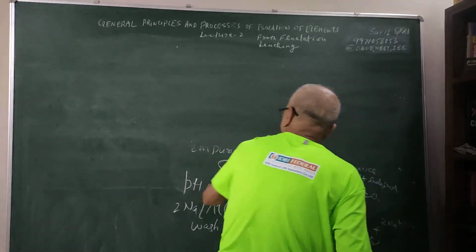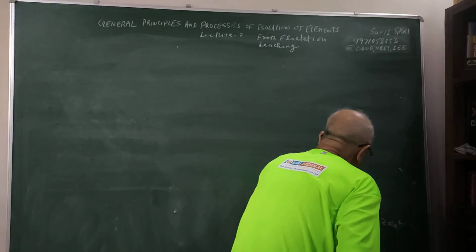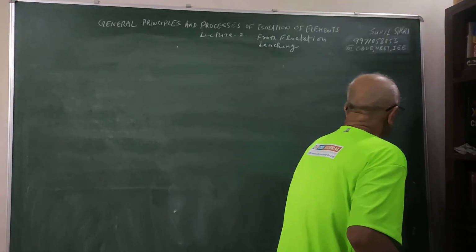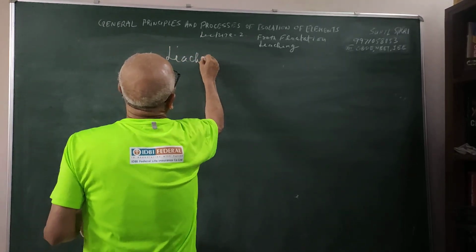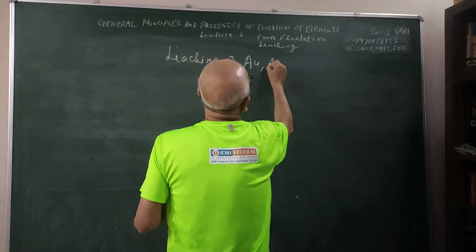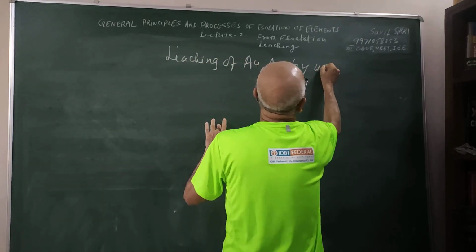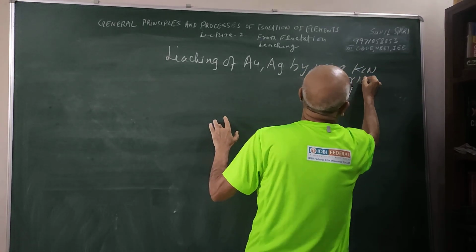Two more ores which are concentrated by the leaching process are gold and silver. So, leaching of gold and silver is done by using KCN or NaCN.